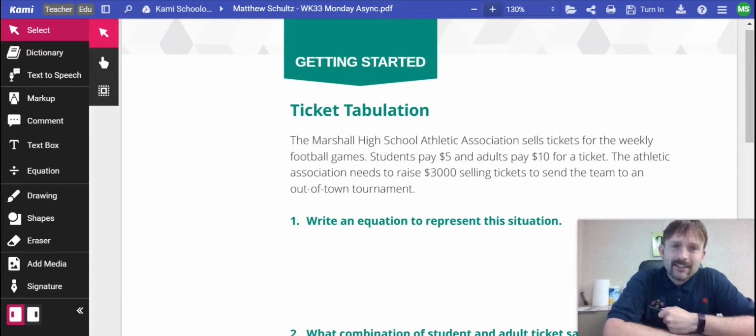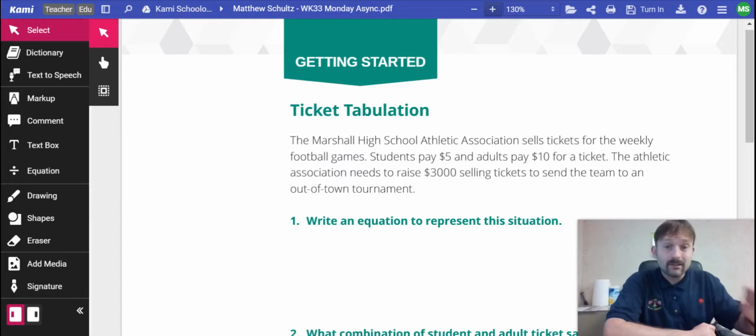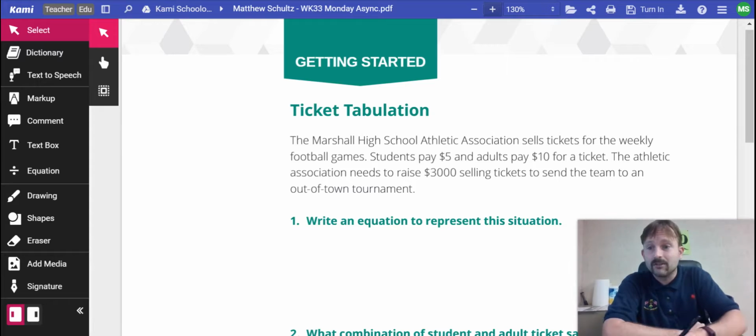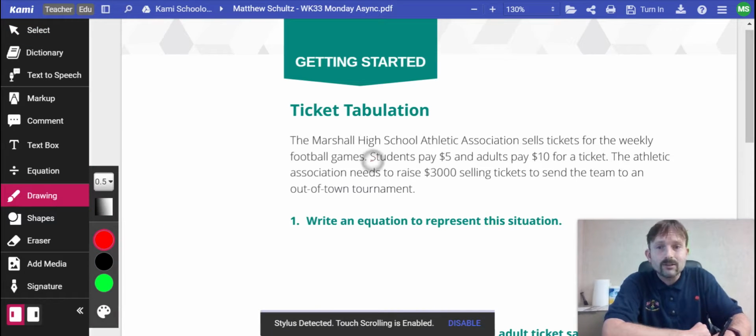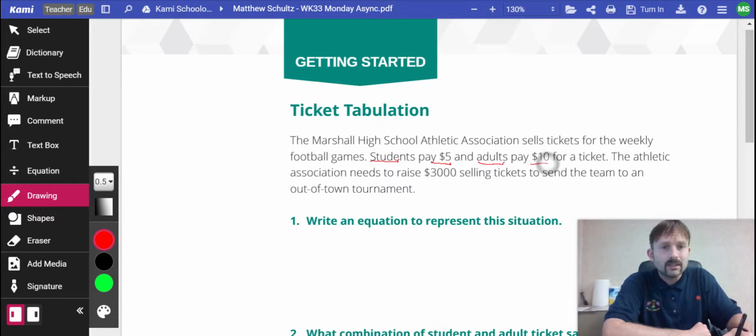The Marshall High School Athletic Association sells tickets for the weekly football games. Students pay $5 and adults pay $10 for a ticket. The Athletic Association needs to raise $3,000 selling tickets to send the team to an out of town tournament. So I have students paying one amount and adults paying another amount for the ticket. They need to raise $3,000.